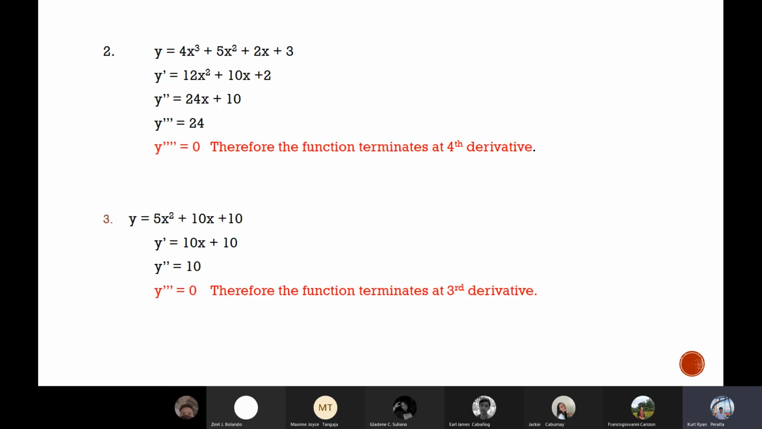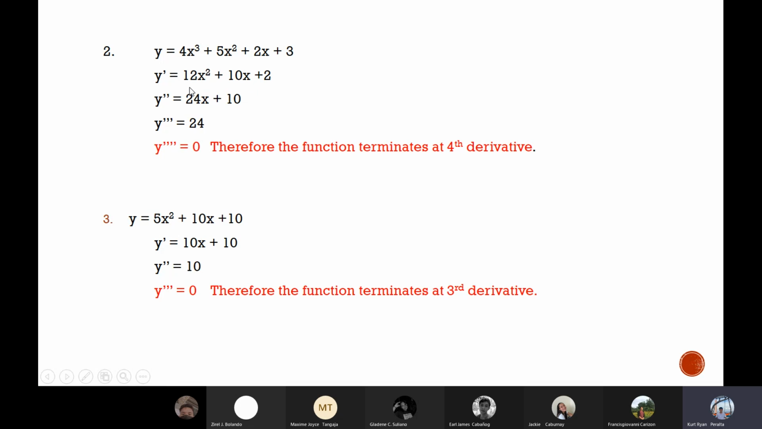So let's have another example. We have the function 4x cubed plus 5x squared plus 2x plus 3. So getting the first derivative is again simply using the power rule. So 3 times 4, which is 12x, subtract 1 to the exponent, which is 2, 12x squared plus 10x plus 2. So that is the first derivative of this function.